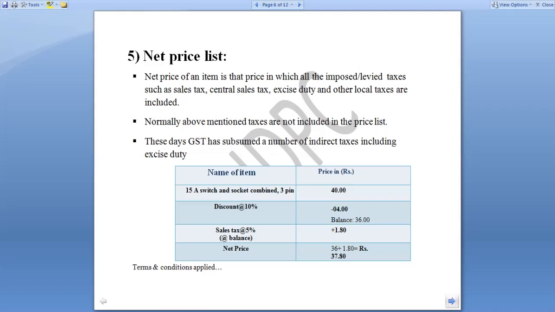Like he can say all the materials are ex-shop, 10% discount will be given on cash payments for bulk purchases. All the above prices are net prices and include excise duty, central sales tax, etc. Local taxes are to be borne by the purchaser.